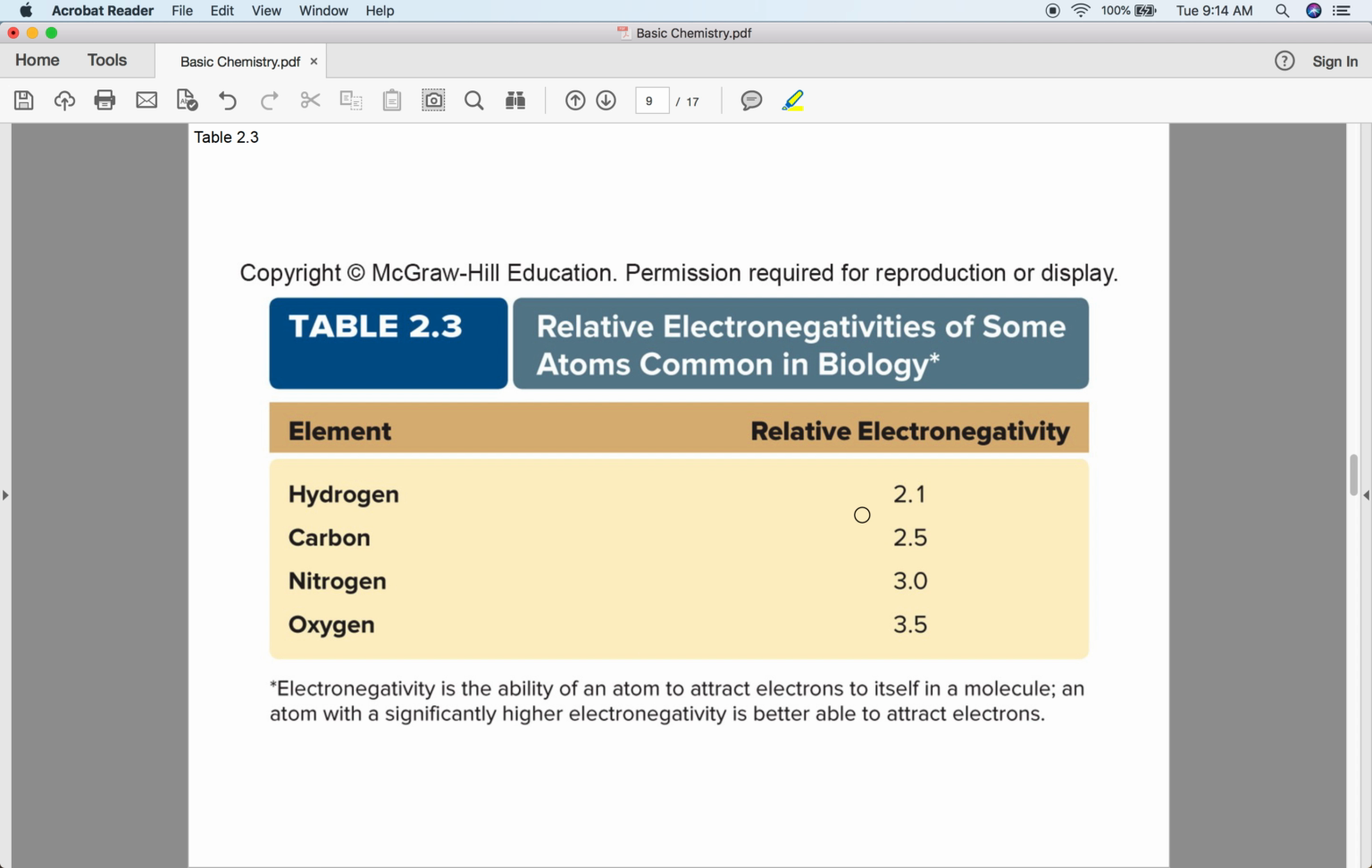So let's look at the actual electronegativities here. You can see that hydrogen and carbon have pretty similar electronegativities. If I make a carbon-oxygen bond, for example, the difference between those is quite substantial, and therefore the oxygen becomes slightly negative and the hydrogen will become slightly positive.